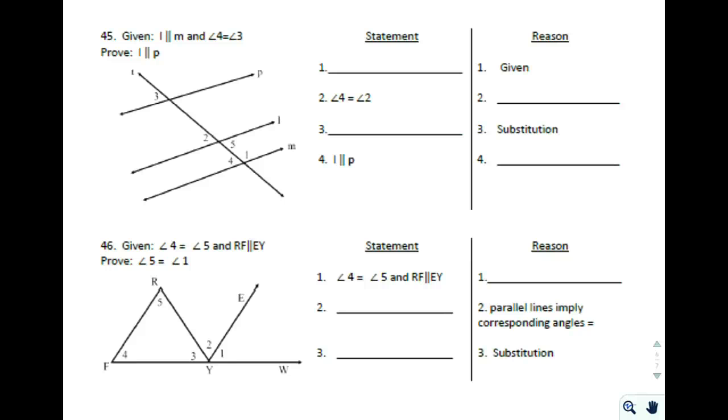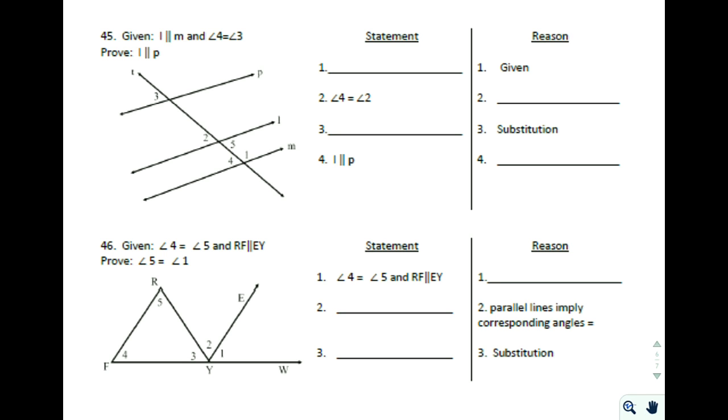Finally, in this last video, we're going to look at the last two pages where we have some proofs. Number 45 here says, given that L is parallel to M, and given that angle 4 is equal to angle 3, we need to try to prove that L and P are parallel.